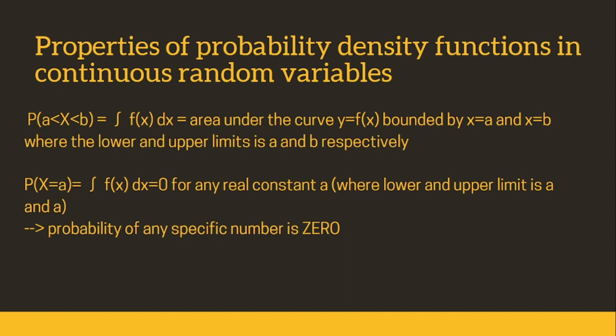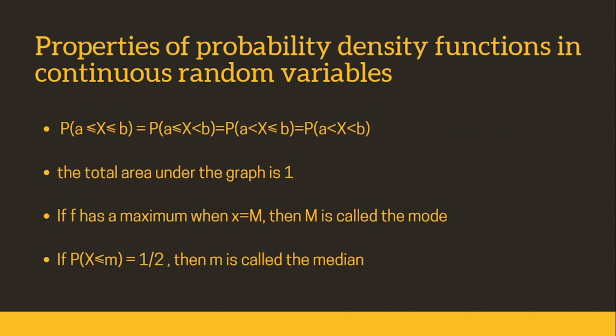Then the probability that x equals a specifically, or any constant for that matter, will always be equal to 0. So that's another thing to take note of. Unlike discrete random variables where x can take on a specific number, in a continuous random variable the probability will always be 0 for any specific number. Another thing is that the less than or equal to and greater than or equal to signs are the same with or without the equal to sign. The total area under the graph is 1, and if f has a maximum, then that x value is called the mode. And if the probability that x is less than or equal to m is equal to half, then m is called the median.